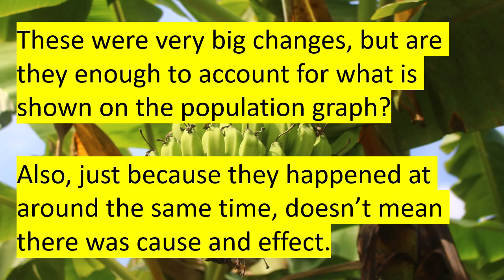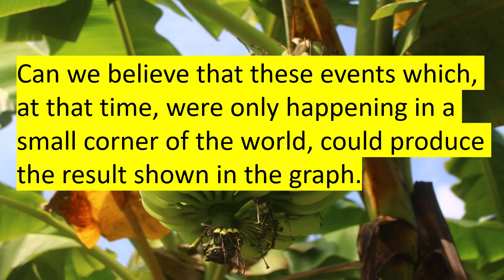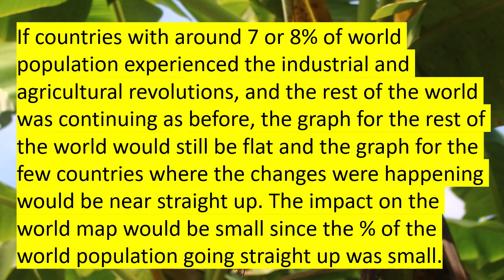Also, just because they happened around the same time doesn't mean that there was cause and effect. Can we believe that these events, which at that time were only happening in a small corner of the world, could produce the result shown on the graph? If countries with around 7 or 8% of world population experienced the industrial and agricultural revolutions, and the rest of the world was continuing as before, the graph for the rest of the world would still be flat, and the graph for the few countries where the changes were happening would be near straight up. The impact on the world map would be small, since the percentage of the world population going straight up was small.